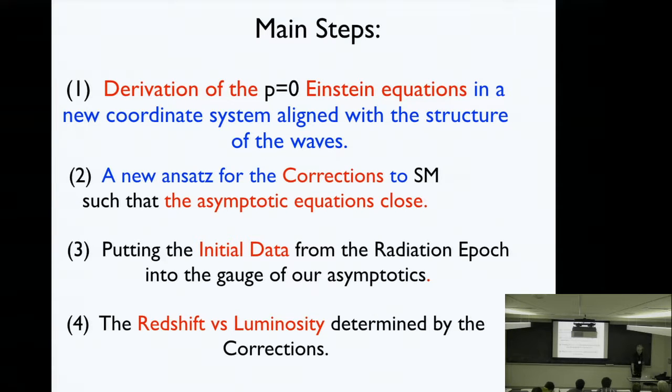So here are the steps. First, you derive a new formulation for the P equals zero Einstein equations in these C, T coordinates, using standard Schwarzschild coordinates instead of these Lemaître and Tolman coordinates. We propose a new ansatz for corrections to the standard model in these equations. We construct the initial data from these A waves and put it in the right gauge so that we can evolve them by the equations that go with the ansatz. And then we calculate the redshift versus luminosity relations for those corrections.